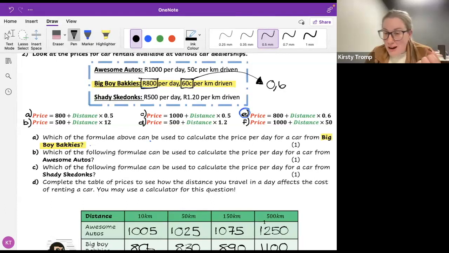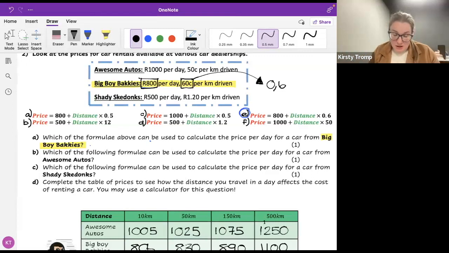So is 800 Rand ever going to change? Please repeat that. Is 800 Rand ever going to change? It's not, hey? 800 Rand is going to stay the same. Every day you're going to pay 800, 800, 800. So 800 is never going to change. Do you agree? Yes, ma'am. But what's going to happen to the 60 cents? That's going to change depending on the number of kilometers that you drive, hey?